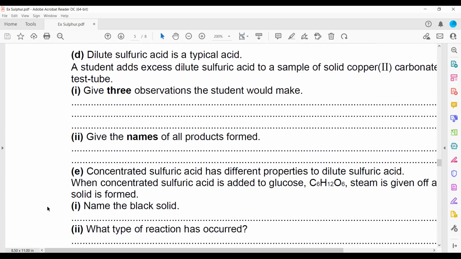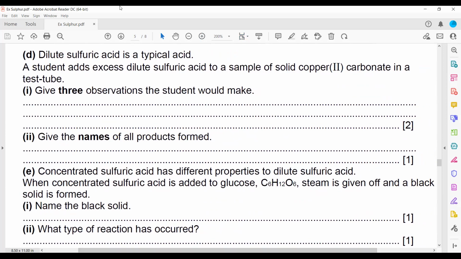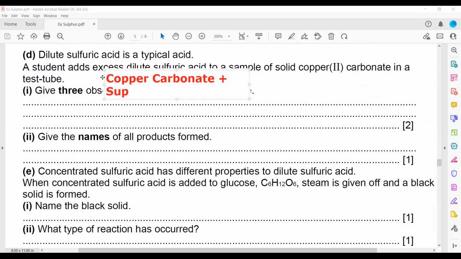Then dilute sulfuric acid is a typical acid. A student has copper carbonate and adds sulfuric acid. So if we have copper carbonate, a metal carbonate, and an acid is added, what will be the result? The result will be salt, water, and carbon dioxide.